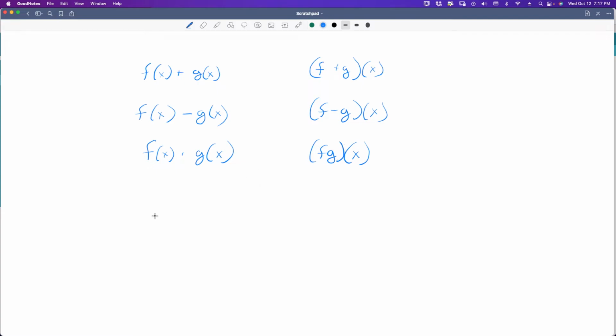And likewise, we could also do that with division. We could say f of x divided by g of x, which would be f over g times x. So we could write all of these ways also, and it means exactly the same thing. It means exactly what you think it means.